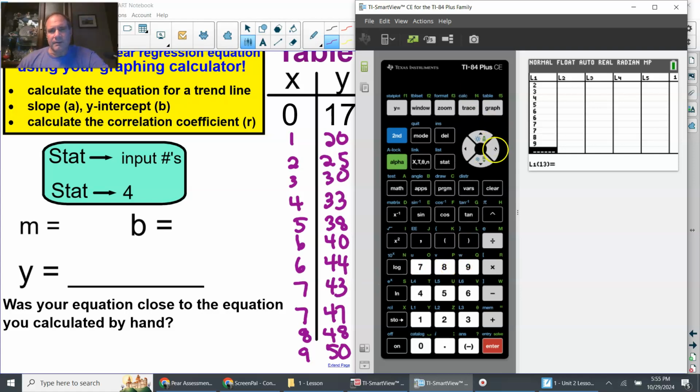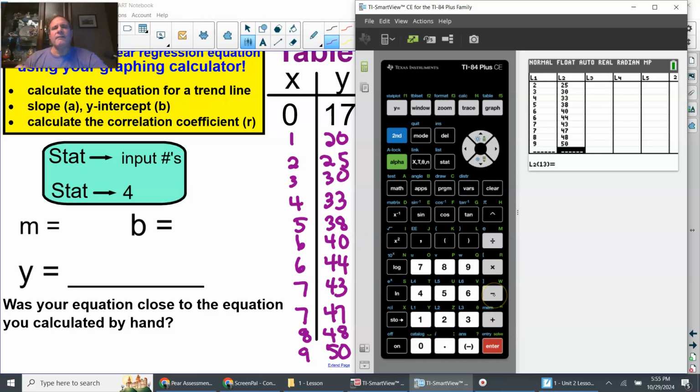That's good. Then I'm going to press to the right, and I have L2. I'm going to start with 17, 20, 25, 30, 33, 38, 40, 44, 43, 47, 48, 50.